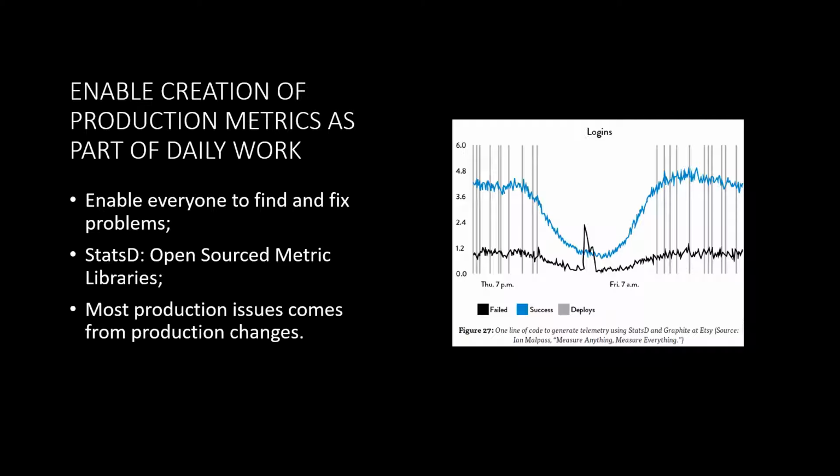The graphic in this slide shows the number of successful and failed logins per minute, and this was created with PHP with the StatsD function. And since most production issues are caused by production changes, the gray line in this graph represents when the code was deployed.